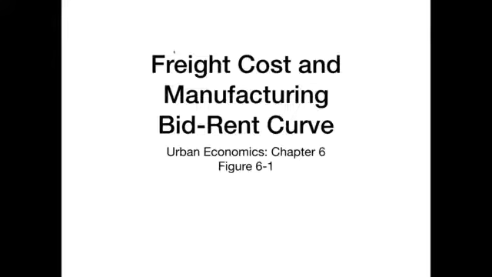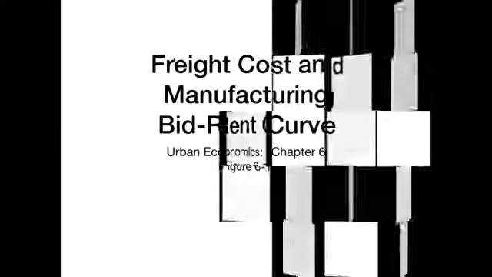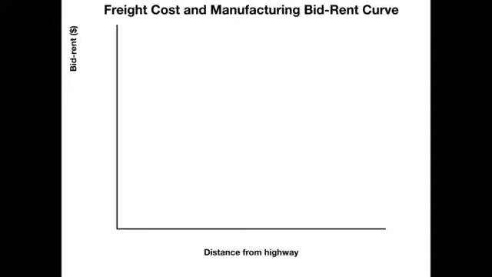In this particular video lecture, I'm going to be taking a look at freight cost and the manufacturing bid rent curve. This video lecture is very much for my urban economics course, in particular Chapter 6, Figure 6.1. In particular, what we want to take a look at is how the distance from a highway, for example, if you're shipping things interstate via trucking, relates to the shape, the amount of rent or the bid rent that you're willing to pay.